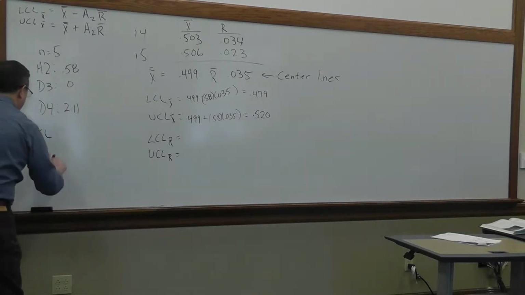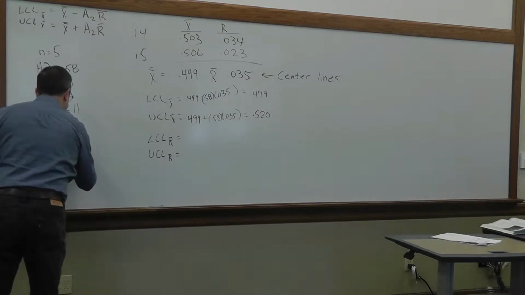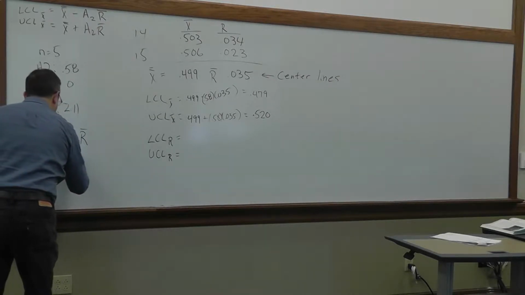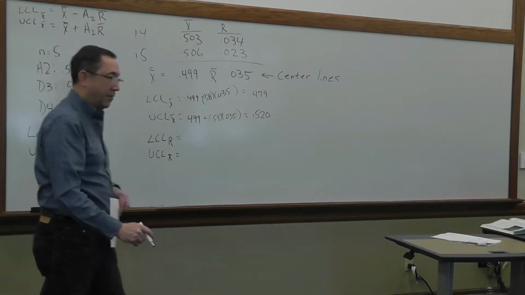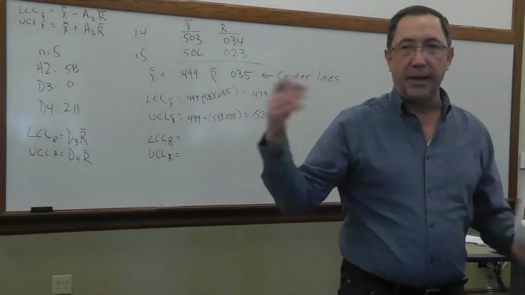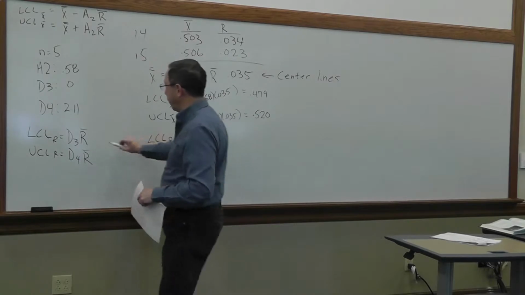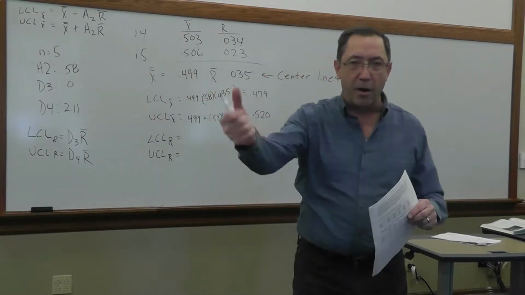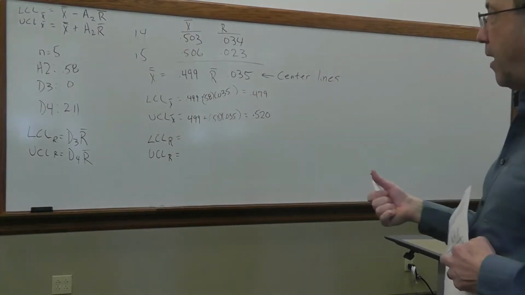The lower control limit for an R chart is D3 times R bar. And the upper control limit, D4. Use 2 different factors and just multiply times R bar. What's going on here? Again, some statisticians have done work in the background. These formulas are going to give you an estimate of R bar plus or minus 3 standard deviations of R.